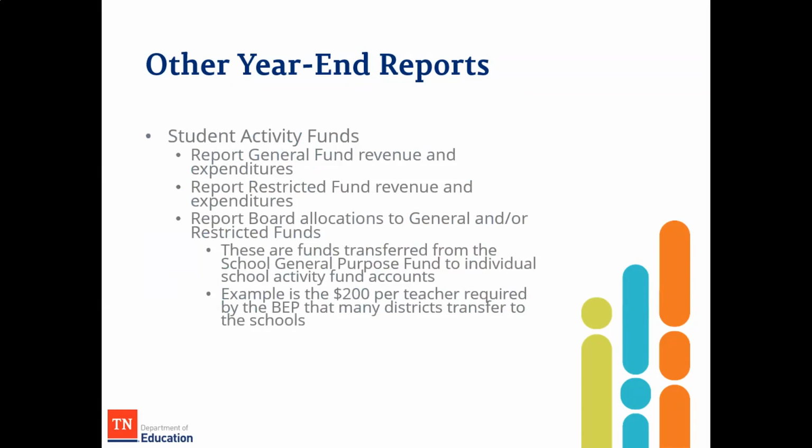What are board allocations to general and restricted funds? These are funds transferred from the general purpose fund to individual school activity accounts. An example of this is the $200 teacher requirement by the BEP that many districts transfer to their schools. That's an example, but many districts transfer more than just that $200 requirement. If so, that's where you report these board allocations.